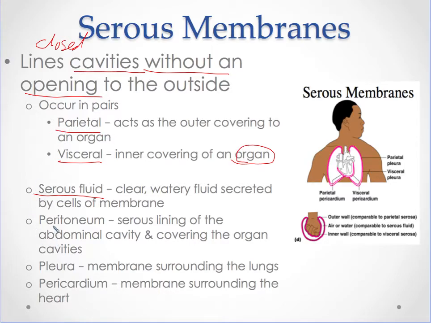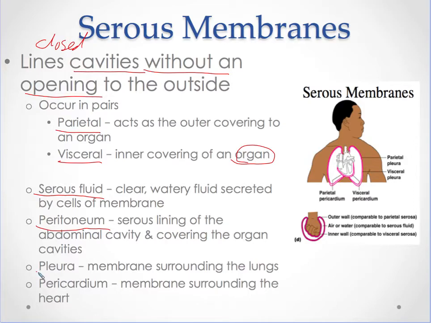Some other terms you need, kind of an important one, is called your peritoneum. Your peritoneum is a serous lining that lines your abdominal cavity and covers your organ cavities. So your peritoneum lines your abdomen, which contains all of your digestive organs.